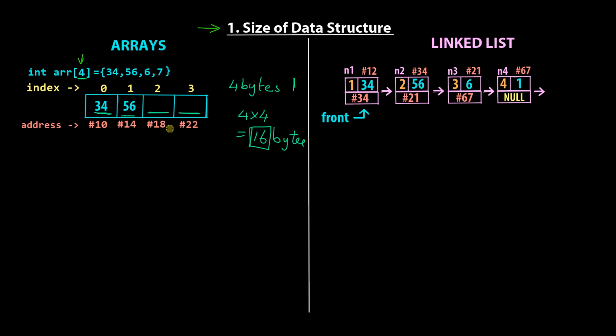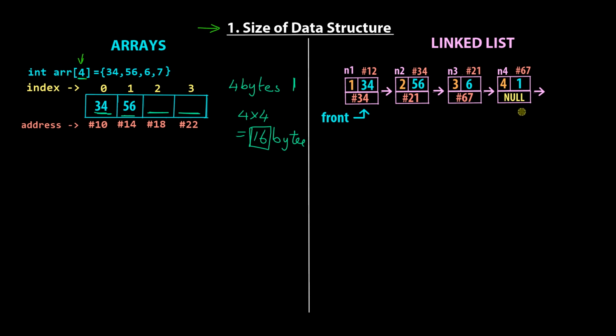Now how does the linked list fare in this comparison? The linked list is dynamic in size by nature. When I say dynamic, what I mean is there is no fixed size of a linked list. A linked list can grow and shrink depending upon the program's requirement at runtime. So right now you can see we have 4 nodes, but there is nothing written that we can only have 4 nodes. There is no rule. We didn't declare a linked list with size 4 like we did in the array.